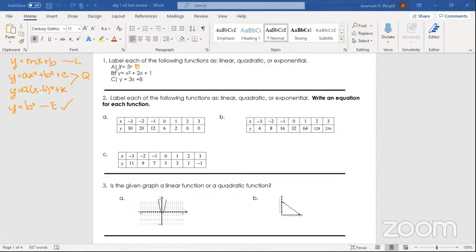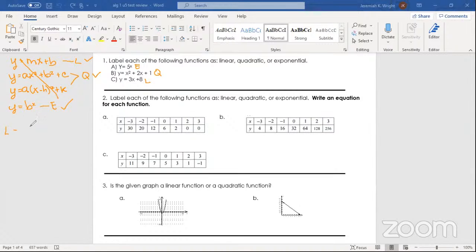Okay, then we have y equals x squared plus 2x plus b. That's in this standard format right here. So that one's quadratic. That means this one must be linear, but let's make sure. Y equals mx plus b. Oh yeah, that one's definitely linear. All right, so now we need to look at these charts and determine.